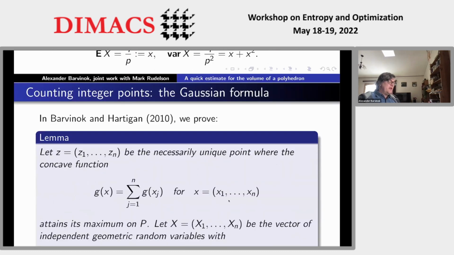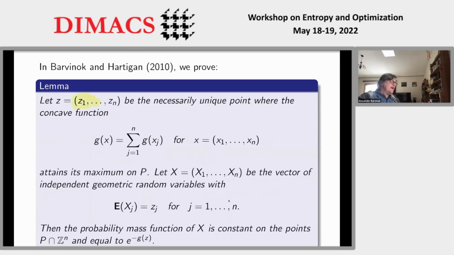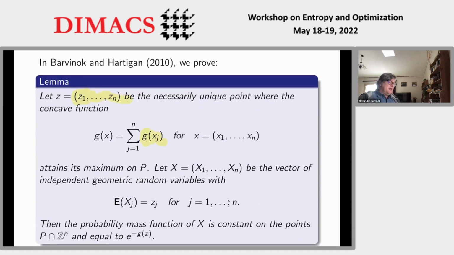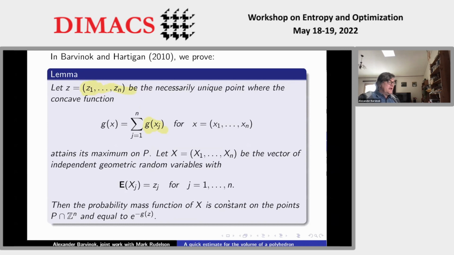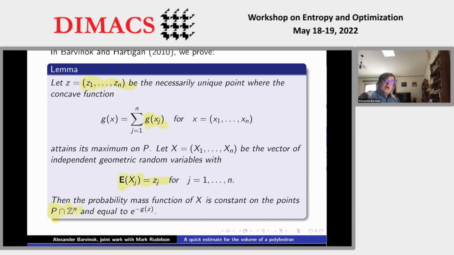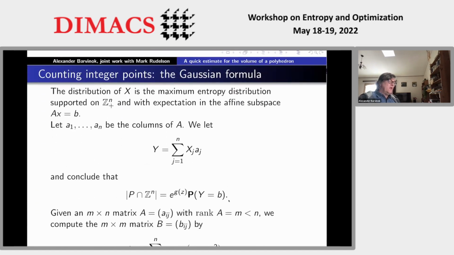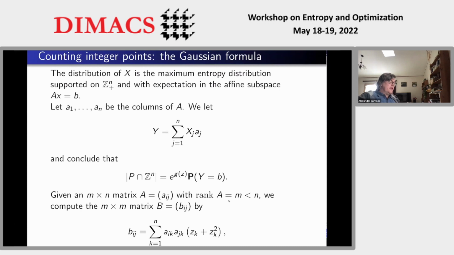And we can pull the same thing. So we can compute this discrete analytic center that maximizes that sum of these functions. And then the claim, again from our paper with John Hartigan, is that if we have a vector of independent geometric random variables with those expectations, then the probability mass function is constant on all integer points and equal to e to the negative entropy. And again, that as such is an easy exercise in Lagrange multipliers. But that gives us something. So, right, that's the justification of it.